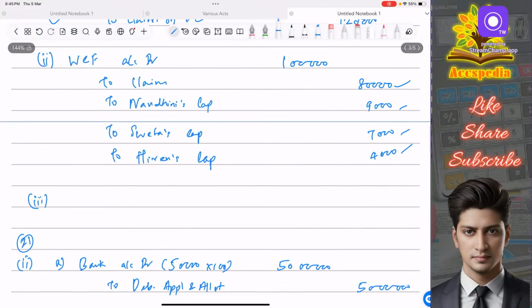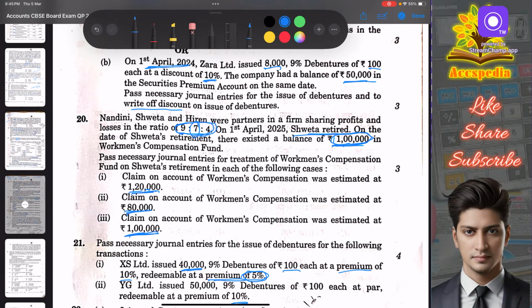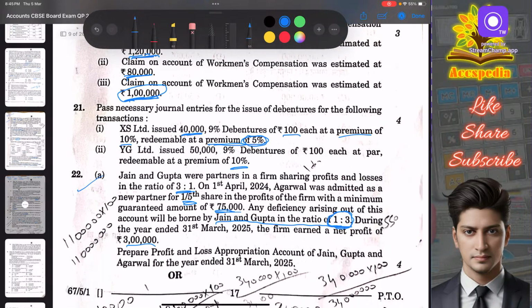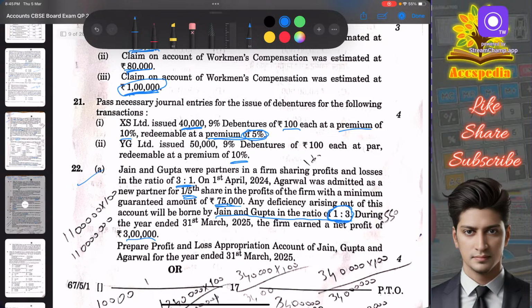The third one I did not pass a journal entry because it is easy. Claim is also 1 lakh, reserve is also 1 lakh. Which means WCF debit 1 lakh, to claim on workmen compensation 1 lakh. This is the journal entry. That's why I skipped that one, but I explained it.